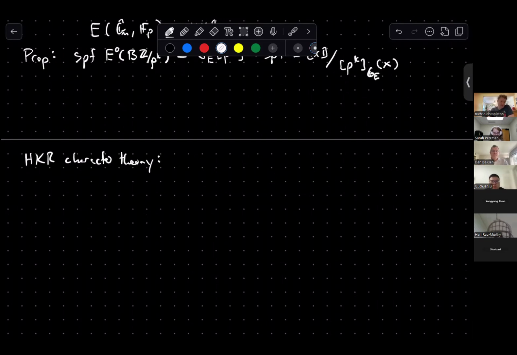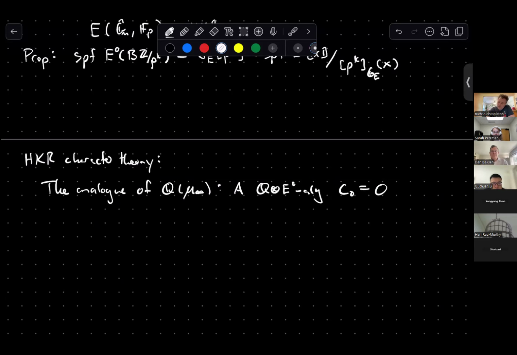There's a few questions that you have to answer here. And the main one is, what's the analog, what are the coefficients? So the analog of Q adjoin mu infinity in this setting is a Q tensor E_0 algebra that is called C_0, and it's the rationalization of a ring that I call D_infinity, which is called the Drinfeld ring at infinite level. And I want to give an idea of what this is.